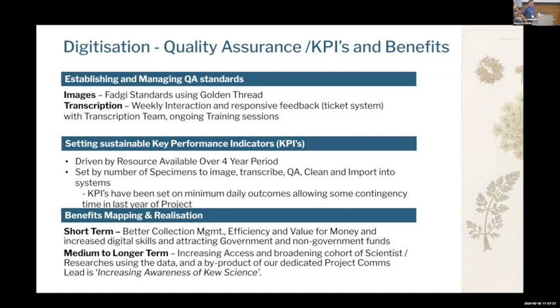In terms of benefits of mapping, it's part of the business plan. So obviously better collection management, efficiency and value for money. We had to do a value for money exercise to ensure we were working with an external supplier the right way. Should we review the capability to do it in-house? How many additional staff would we need? What would that mean in terms of time and cost?